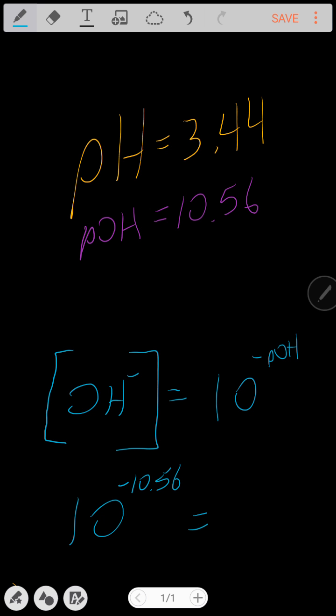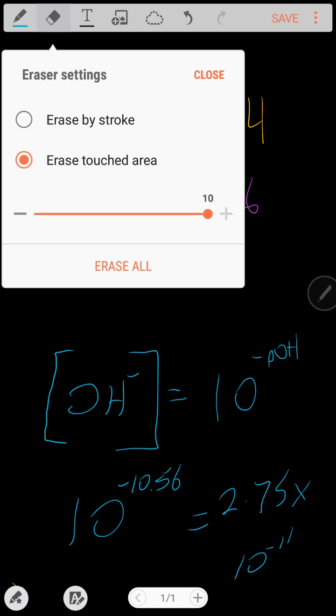you can pause the video now, or you can continue the video as you like, but if you put this in your calculator, you should get 2.75 times 10 to the negative 11. So the way to look at this now is that this is if I'm given a pH value or pOH value and I'm trying to find out concentration. So I'm not given the concentration. If you're given the concentration, you're going to use a different formula.